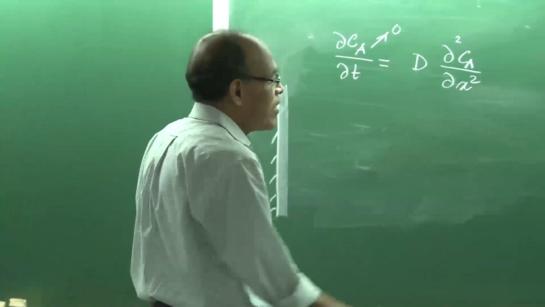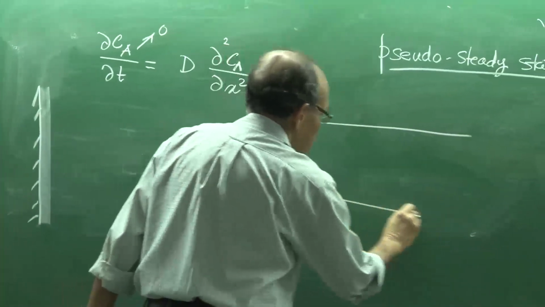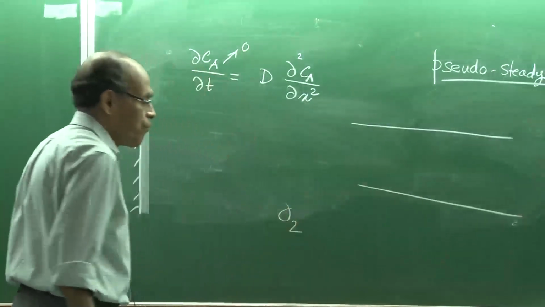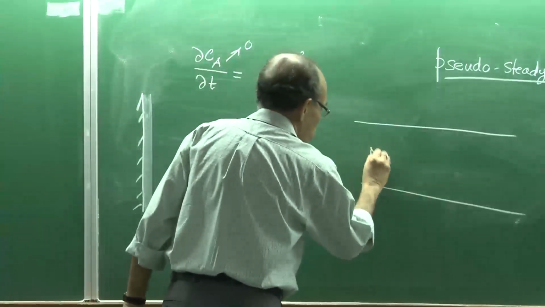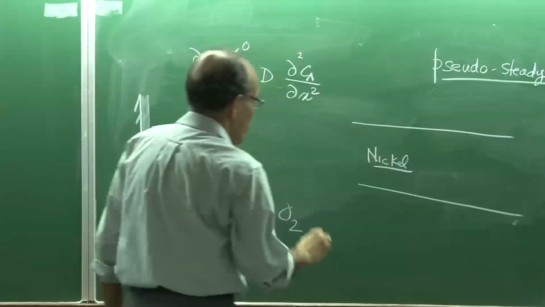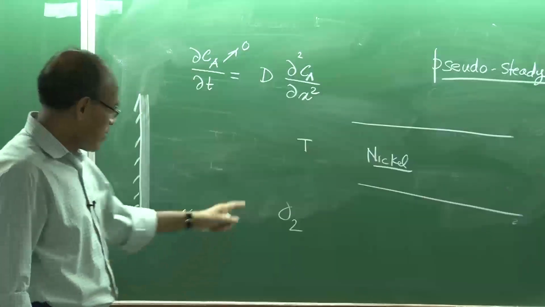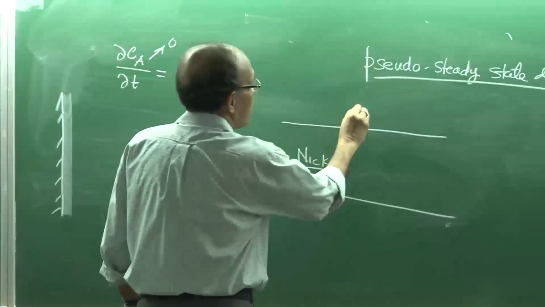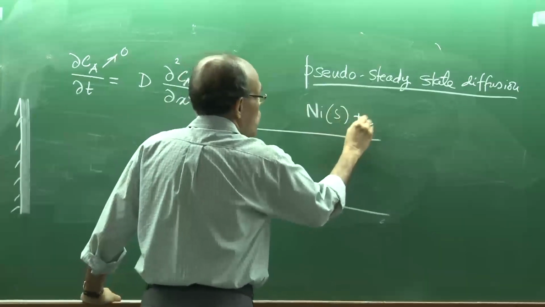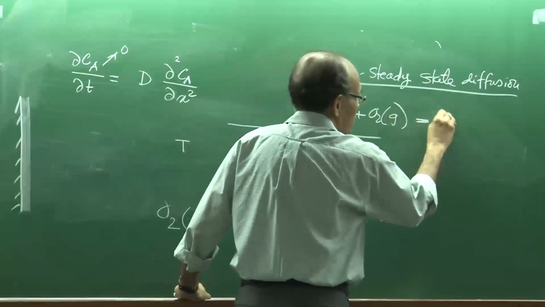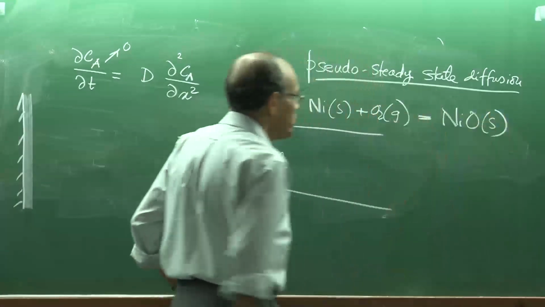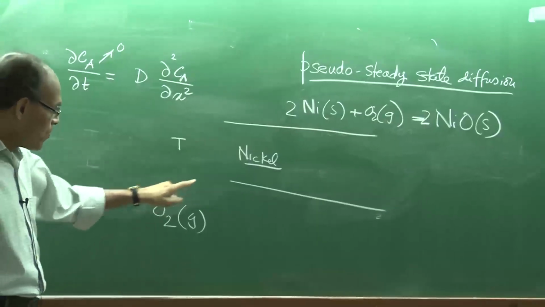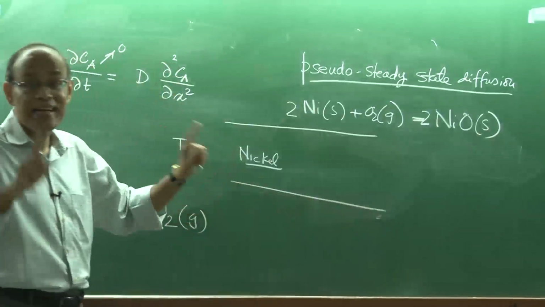For example, imagine that we have a nickel block which is subjected to an oxygen atmosphere, and it is at a high temperature. Once this solid nickel at a temperature T is exposed to an oxygen atmosphere, we have a reaction: nickel solid plus oxygen gas gives us nickel oxide, which is in the solid phase. We will balance it. And this reaction takes place at this interface at time t equal to 0.